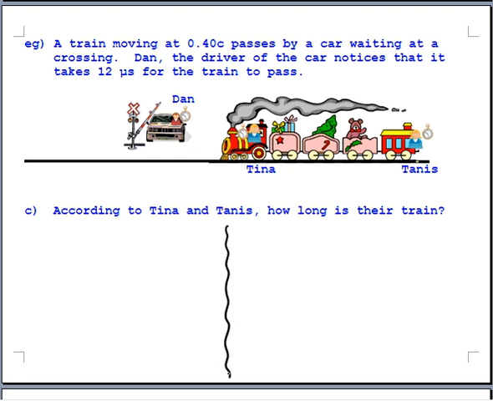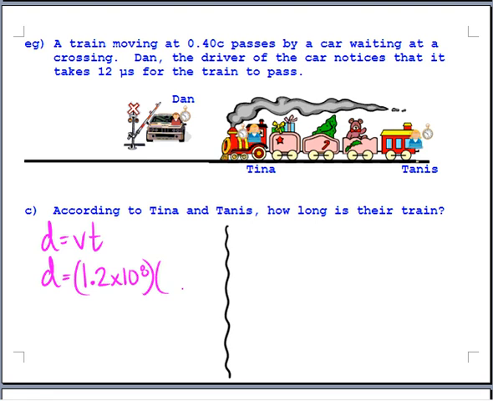Now, it turns out there's actually two options here for how you can solve this question, now that we have all the other information. Either option is equally good. I'm just going to go through both of them quickly. One of the options is to use d equals v times t. The only thing you have to be a little bit careful of is that this is now the point of view of Tina and Tanis. So we have to use the amount of time that they said it takes to get by Dan. So if we're going to run this equation, the velocity we had said in meters per second was 1.2 times 10 to the 8.